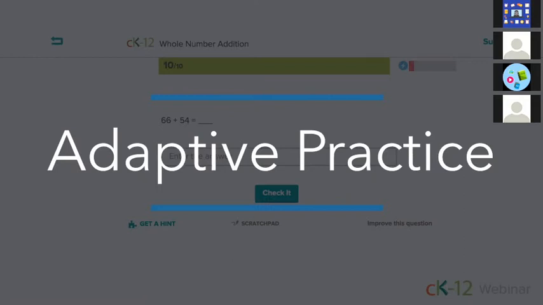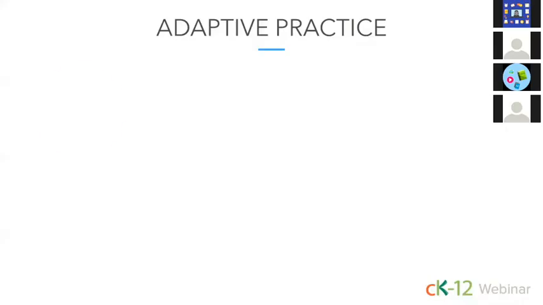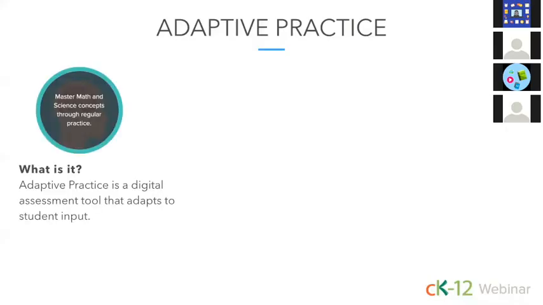When I'm teaching 150 students in 5 class periods during the day, it's almost impossible to know how each student is mastering an individual concept. And CK-12's adaptive practice system is able to do the heavy lifting for you by adjusting practice questions to meet students where they are in their learning. So, what is it? Adaptive practice is a digital assessment tool that adapts to student input. CK-12's adaptive practice system is a digital tool designed to meet students at their current level of understanding and help them master the next step for any concept.